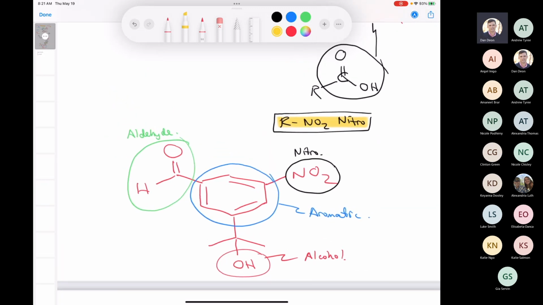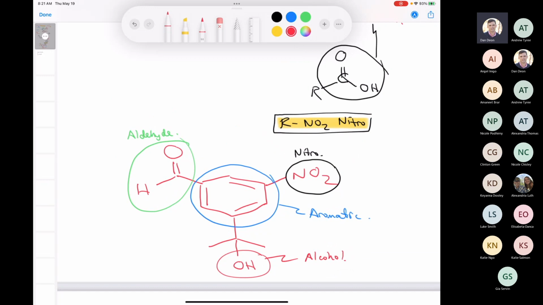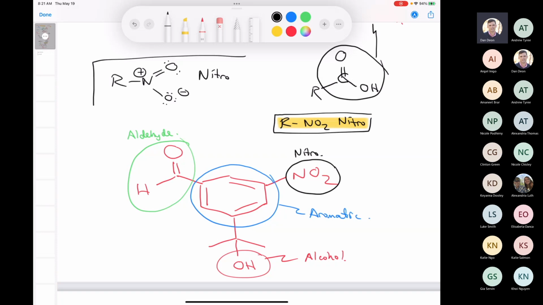And what's cool about nitro is that it's got a neat Lewis structure. If you draw the Lewis structure of a nitro, it's actually got a charge on the nitrogen and one of the oxygens. It looks like this, where you have a negative charge on the oxygen, but you have a positive charge on the nitrogen, and they cancel out. So the charges cancel out, and we end up with something that's neutral. So there you go, a nitro.